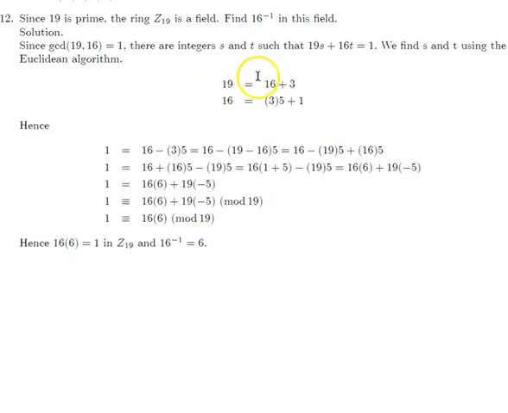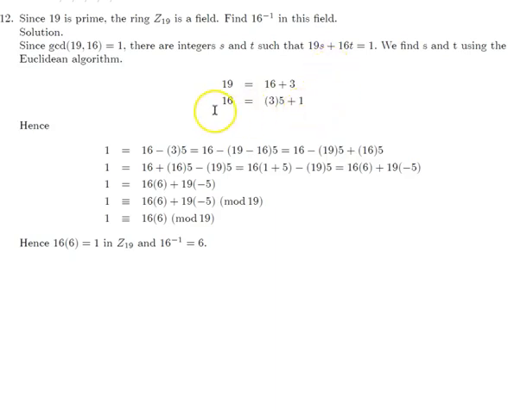Start by dividing 19 by 16, you get quotient 1 and remainder 3. Then shift 16 here, shift 3 here, divide 16 by 3, you get quotient 5 and the remainder 1. And this means that 1 is the GCD, the next shift will produce a remainder of 0. So 1 is the last non-zero remainder. And we work backward to find s and t.